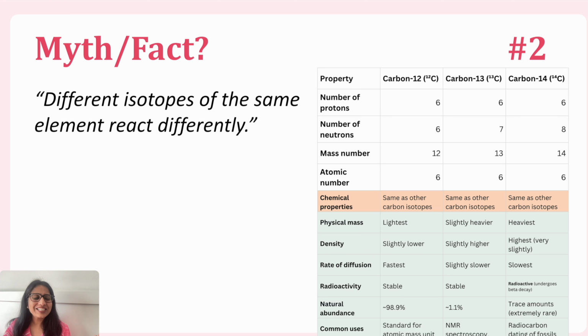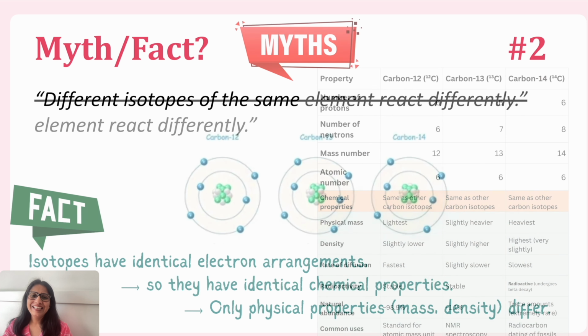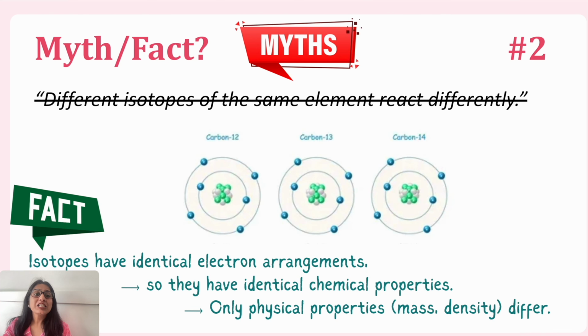So what do you think? Is the statement a myth or a fact? Yes, you got this right. This is a myth. The fact is that isotopes have identical electron arrangements, so they have identical chemical properties. Only the physical properties may differ.